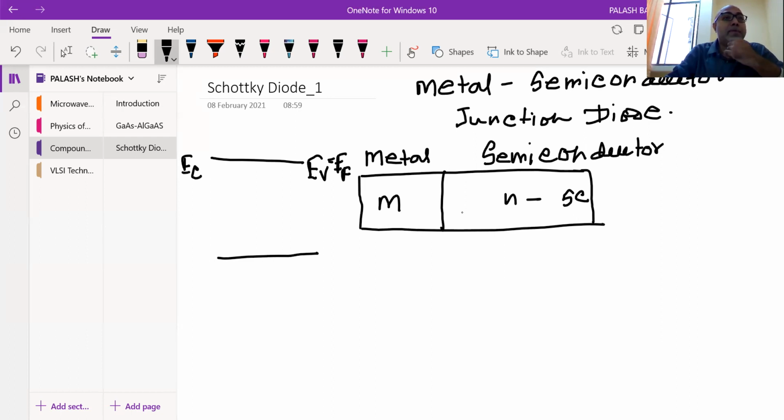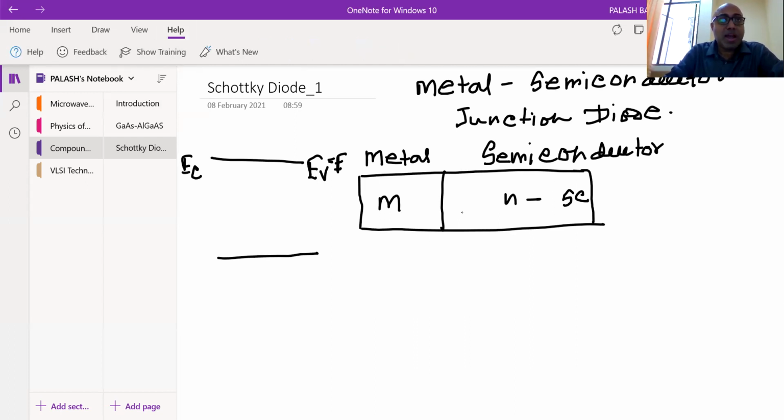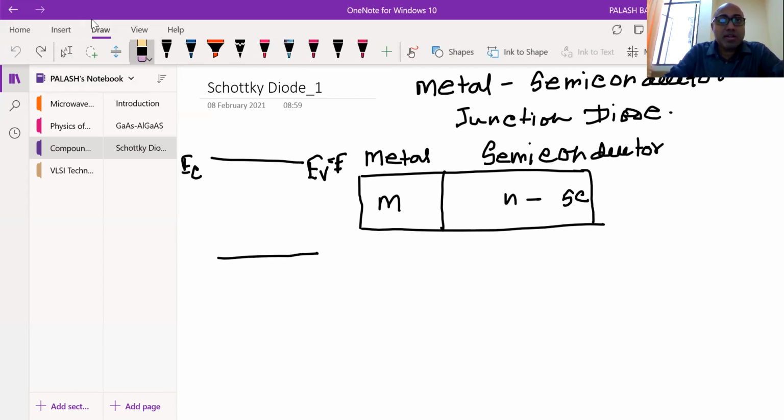Why? Because it has a lot of carriers. So what assumptions have I taken? I have taken multiple assumptions. One great assumption is that EC is equal to EV, and EF is there too. So EC, EV, EF are all on the same line. That's what I'm telling you.